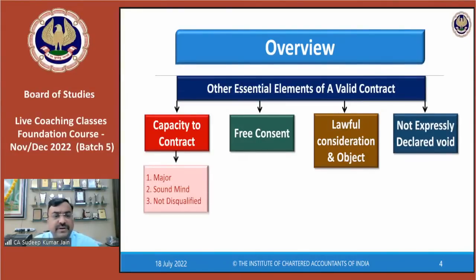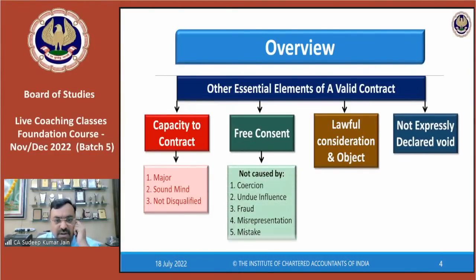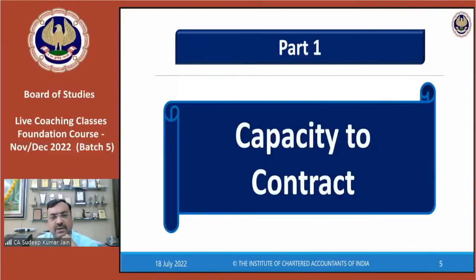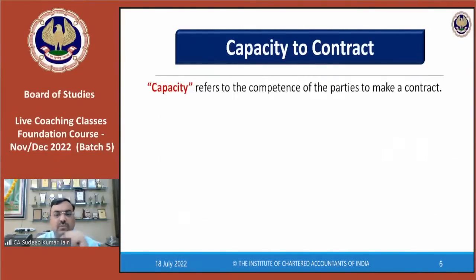In capacity to contract, 3 points to be discussed. Major, what is the meaning of major, sound mind and not disqualified by law. In case of free consent, we will discuss coercion, section 15, 16, 17. Coercion, undue influence, fraud 17, misrepresentation 18, mistake. So let's start with the first part, capacity to contract.